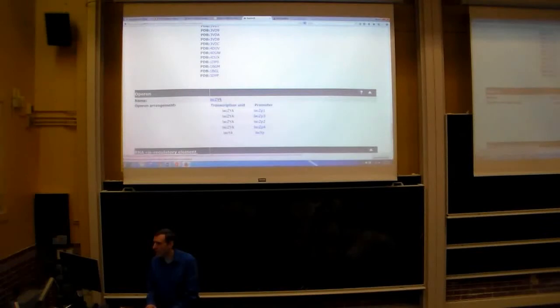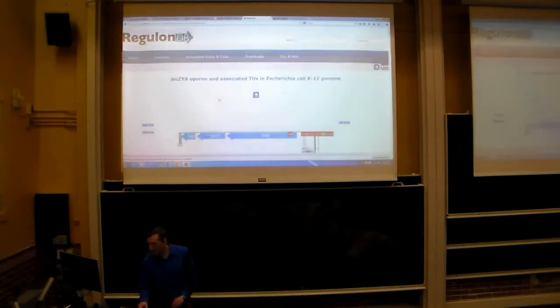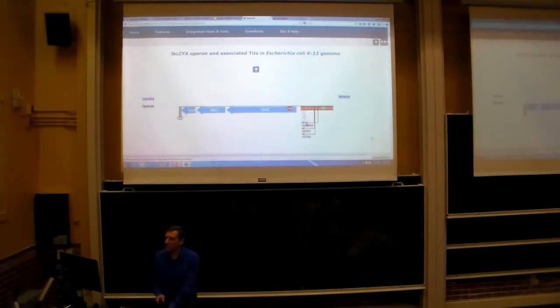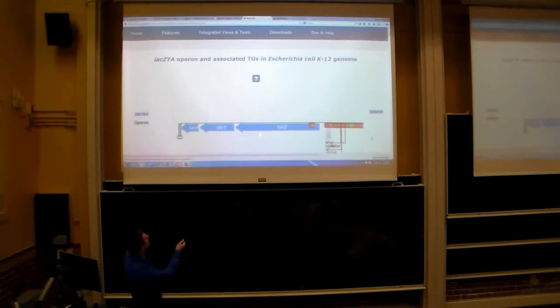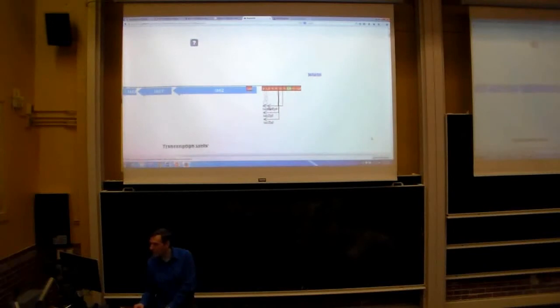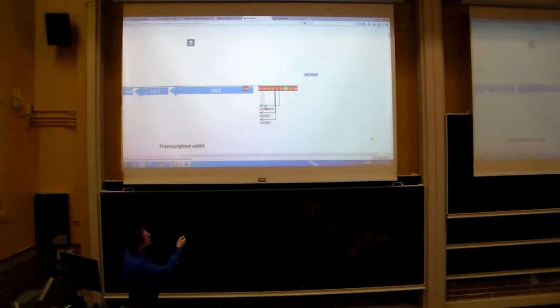And we can learn all about things from the point of view of the operon and the transcriptional units associated with this. If I click on the operon here, we can see the lacZ operon. So we can see that lacZ is in a common operon with lacY and lacA. We can see something about the various transcriptional regulatory sites associated with it. And we can see some information about the different transcripts.